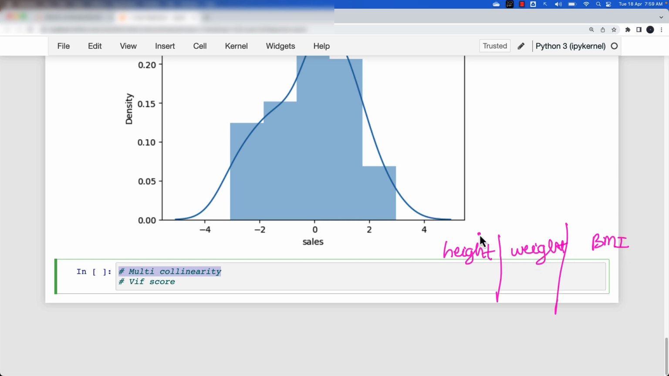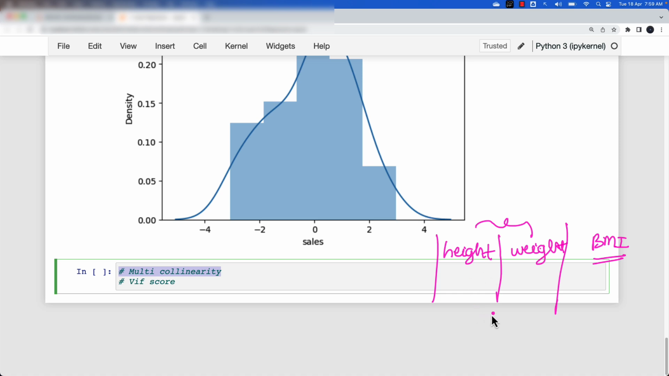Now the expectation is, using this height and weight, you have to predict the BMI score. Now one thing that you would find is, okay, if the height increases, BMI is going to increase, weight increases, BMI is also going to increase.